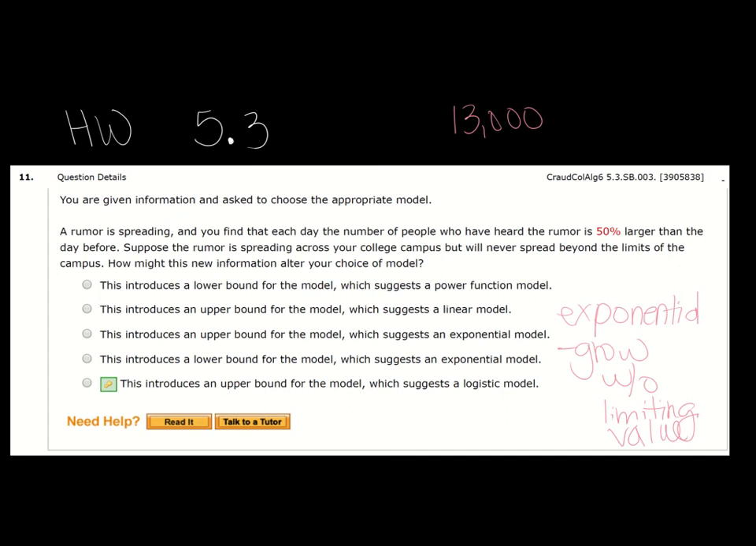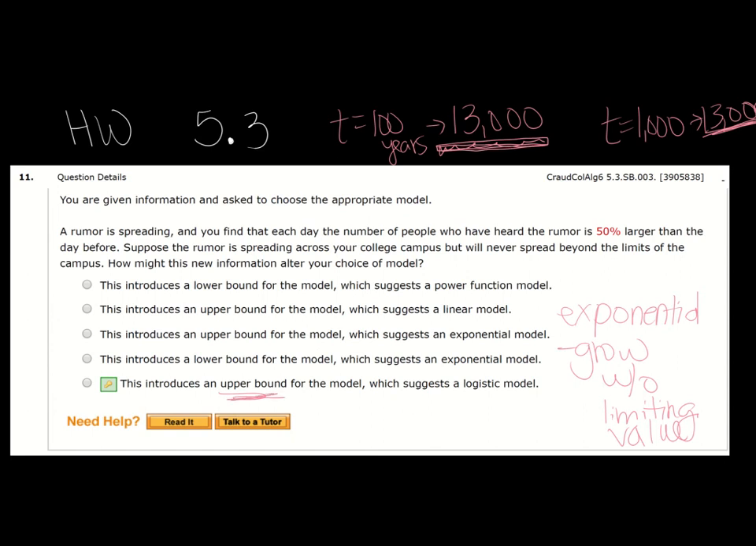If the rumor never, ever leaves, no matter how long we wait, it never leaves the college campus, then only 13,000 people are going to know this rumor. That's a max. So even if 100 years had passed, still 13,000 people are going to know the rumor. Let's say 1,000 years passed, and it never left this college campus. Still, only 13,000 people would know the rumor. So this introduces what's called an upper bound on the model.